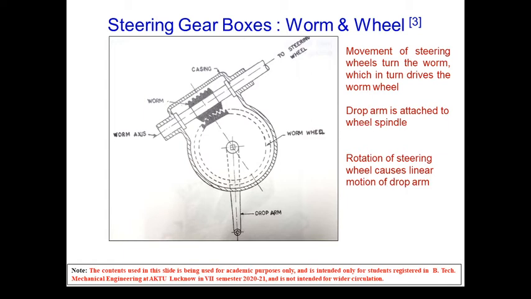So in some cases, in the case of a worm wheel, only a sector can also be employed. But the complete wheel has an advantage over the latter, that in case of backlash due to wearing out of the teeth of the worm and worm wheel, it can be easily adjusted. For this purpose, the worm wheel is mounted over the eccentric bush.